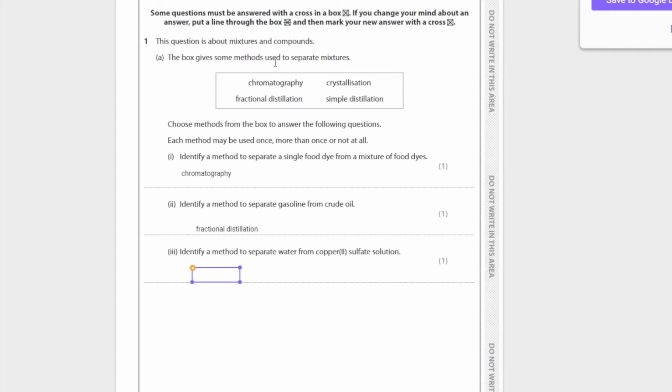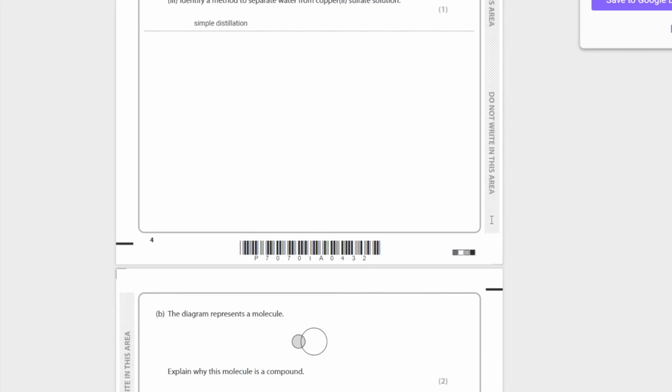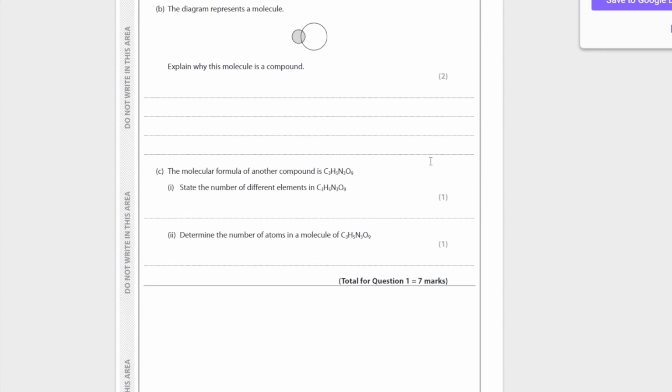It's not fractional distillation because we're not talking about crude oil, and it's definitely not crystallization because we can just do that by deduction. So we know it has to be simple distillation, and if you've seen the copper 2 sulfate water separation, you should know that it's simple distillation as well. So that's an easy 1 mark as well. That's an easy question. So now question B.